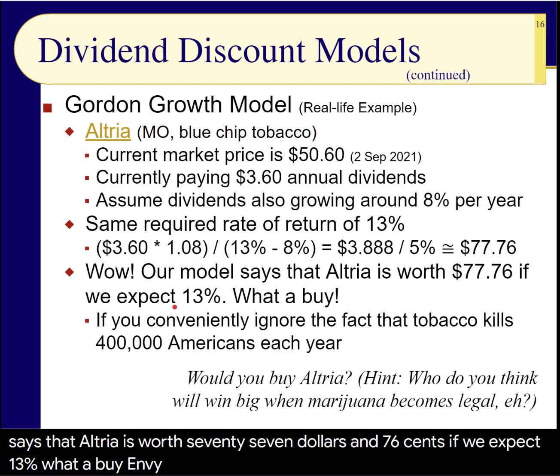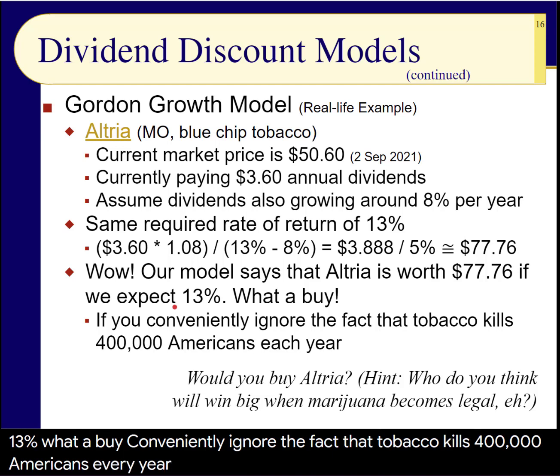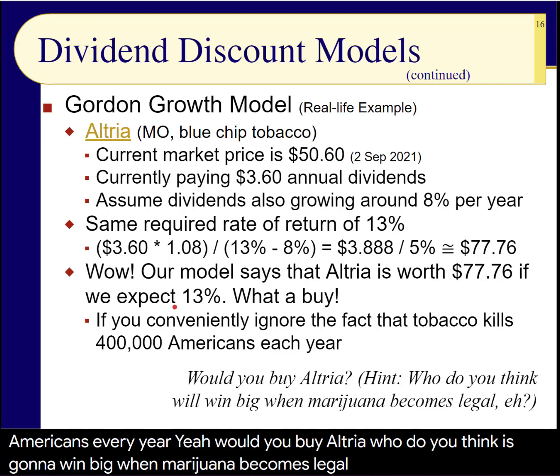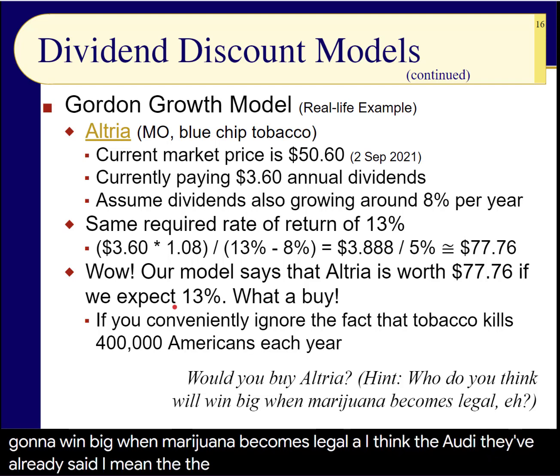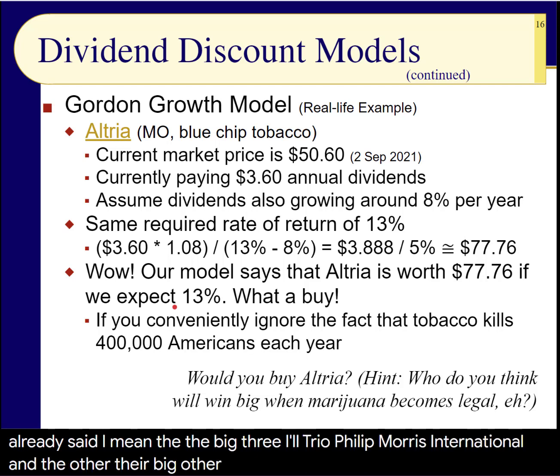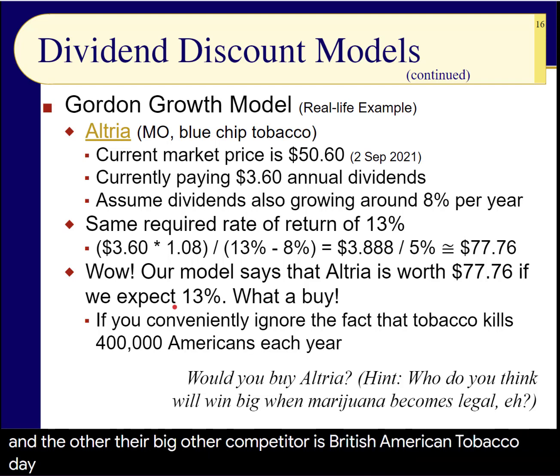If you conveniently ignore the fact that tobacco kills 400,000 Americans every year, would you buy Altria? Who do you think is going to win big when marijuana becomes legal? I think they've already said, I mean, the big three, Altria, Philip Morris International, and their big other competitor, British American Tobacco. They make Camels and Lucky Strikes.